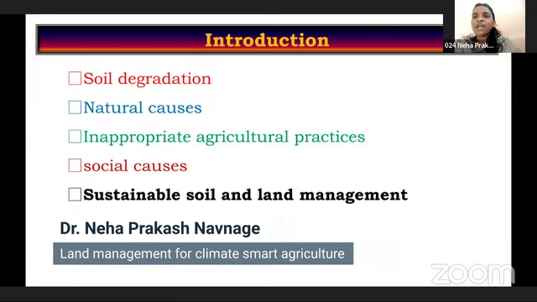In this session, we have to focus on land degradation. What is meant by land degradation? What are the natural causes which lead to soil and land degradation? What are the appropriate agriculture practices from which we can reduce or minimize soil losses and land degradation? What are the social causes? And on the basis of all that, we have to go for sustainable soil and land management.